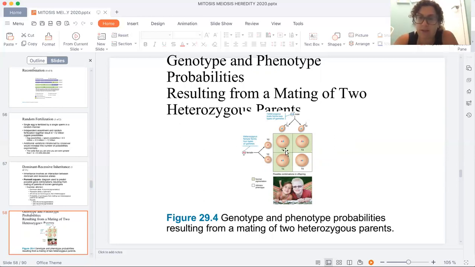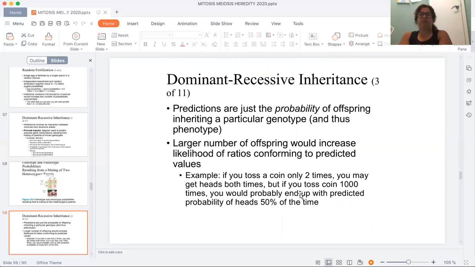So as you can see here, because it's a recessive trait, all the dominant traits are present, whether it's big A, or big A, little a. So there's a 75% chance that this child will not have albinism, but there's a 25% chance that this kid will. And it all depends on which egg and which sperm meet up. Okay. And this is just probability. Predictions are just the probability of offspring inheriting. It doesn't mean that it actually has to happen. And a larger number of offspring would increase the likelihood of ratios conforming to predicted values.